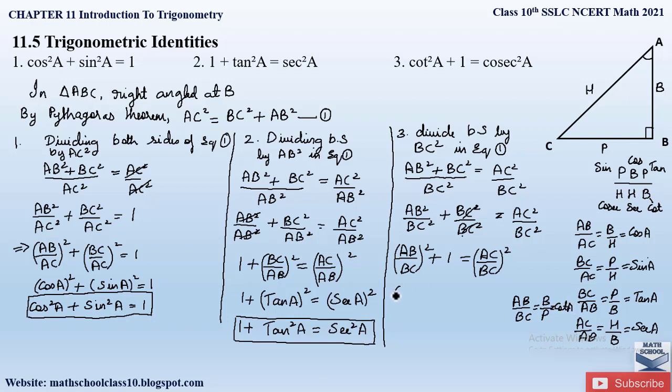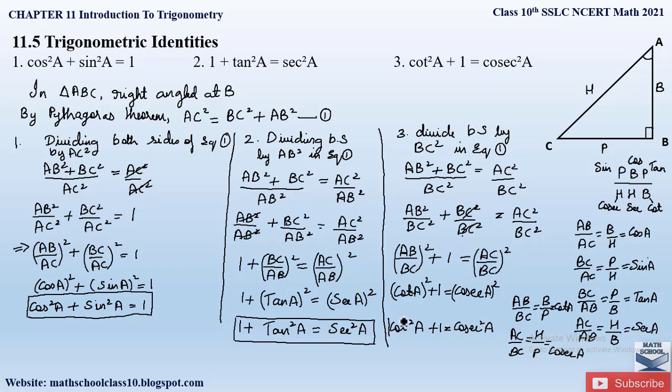Okay, so this is cot A the whole square plus 1 equal to, what is AC by BC? Again we have to find out AC by BC. AC is hypotenuse and BC is perpendicular, so hypotenuse by perpendicular is what? Cosecant A. So this will be equal to cosecant A the whole square, which can be rewritten as cot square A plus 1 equal to cosecant square A. So this is how we prove our third identity as well.